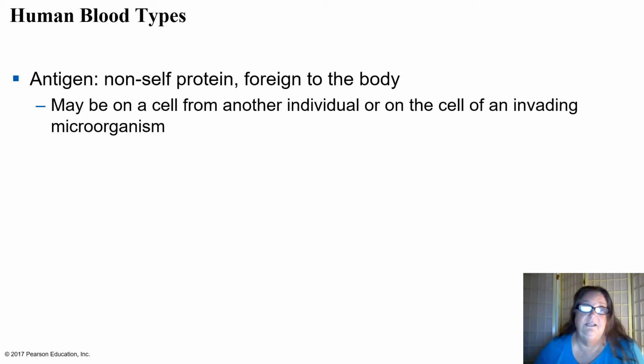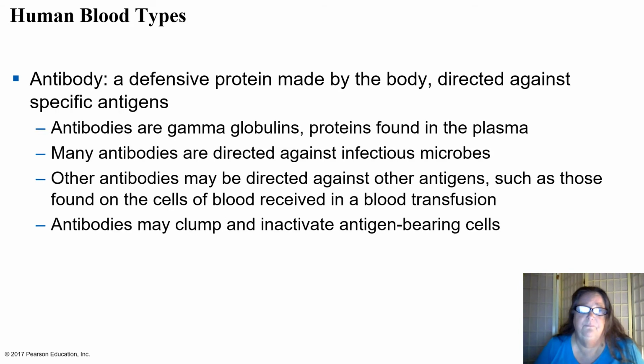So in this case, the antigens we're talking about now are proteins found on red blood cells. Now, most of us are type O, and we don't have either antigen on our cells. All right. An antibody is a defensive protein made by the body directed against specific antigens. All right. So, gamma globulins found in the plasma. We mentioned those. All right.